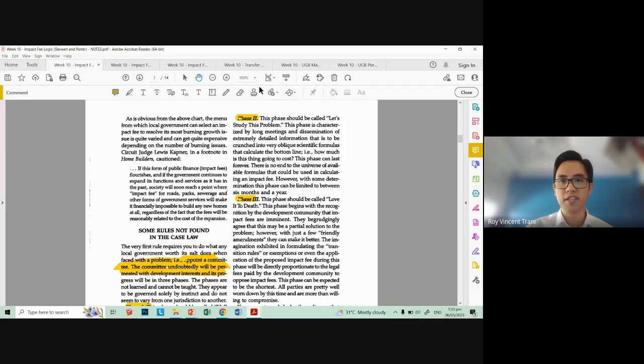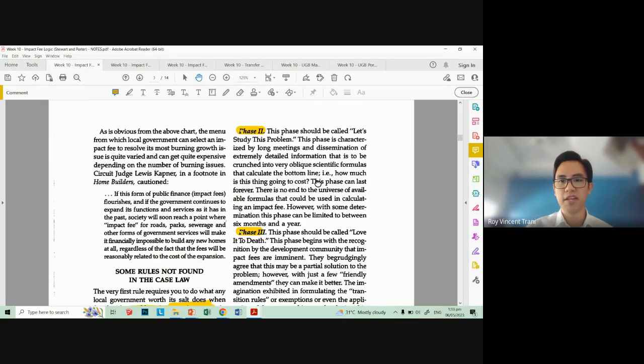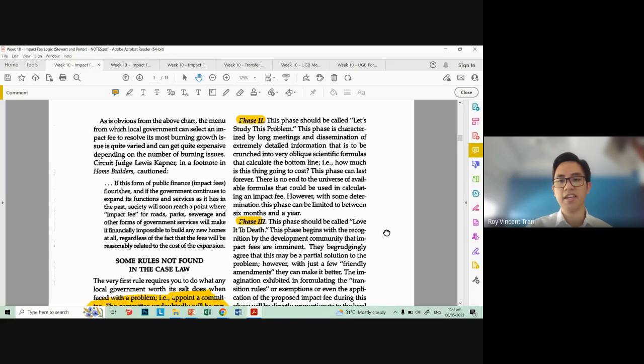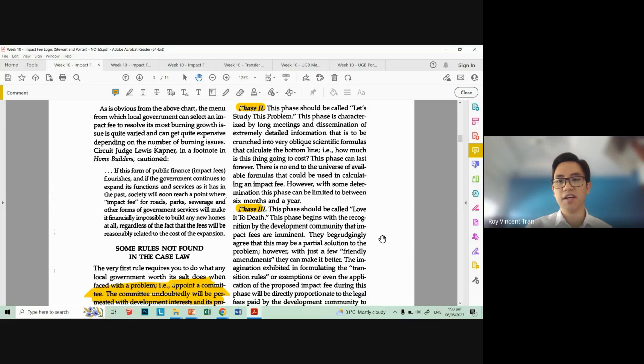The next phase is the let's study this problem phase. So this phase is characterized by long meetings, usually government and then a representative developer, and dissemination of extremely detailed information that is so crunched into oblique scientific formulas that calculate the bottom line, i.e. how much is this thing going to cost. So this phase can, according to the writer, last forever, and there is no end to the universe of available formulas that can be used in calculating an impact fee. However, with some determination, this phase can be limited to between 6 months to a year.